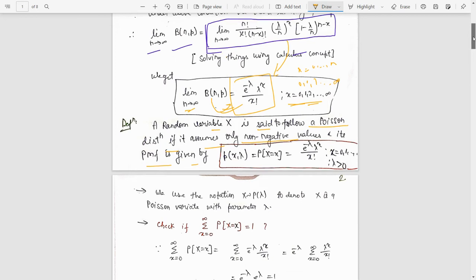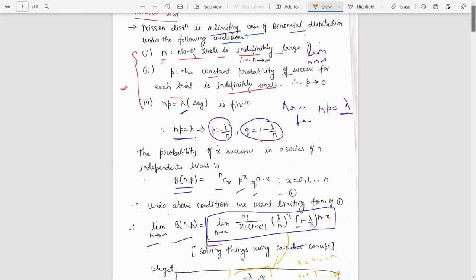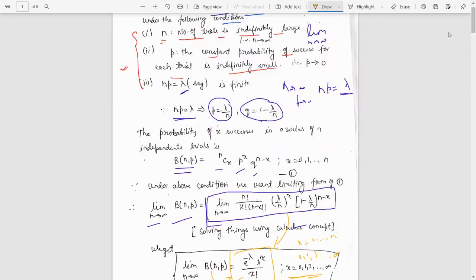So two things to know: if a Poisson distribution is given, you have to use this particular probability mass function. And if a binomial distribution setup is given, and it seems that it can be solved by the Poisson distribution, then you have to find this lambda and then use the Poisson distribution.